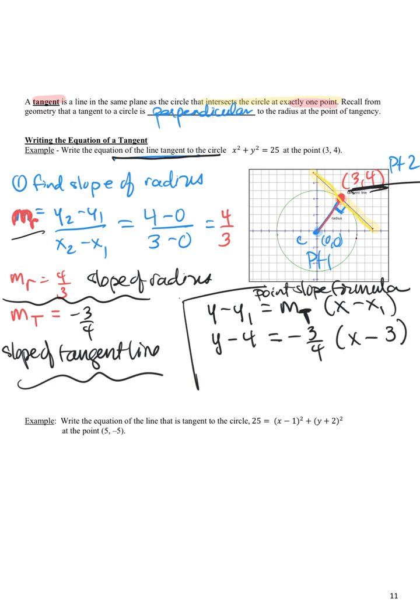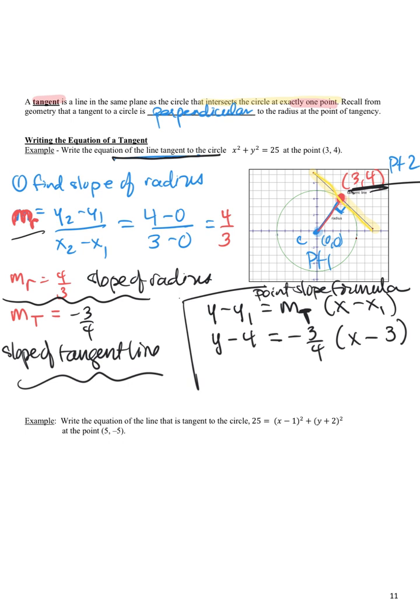Connor, do you know why we are using 3, 4 to write the equation on the line and not 0, 0? Because 0, 0 isn't on the line. 0, 0 isn't on the line, right? We're writing the equation of the tangent line.